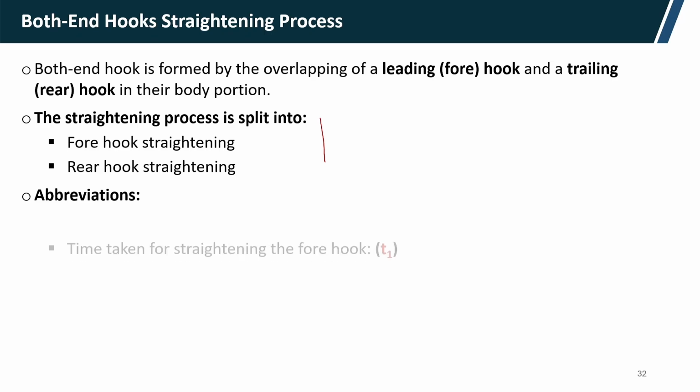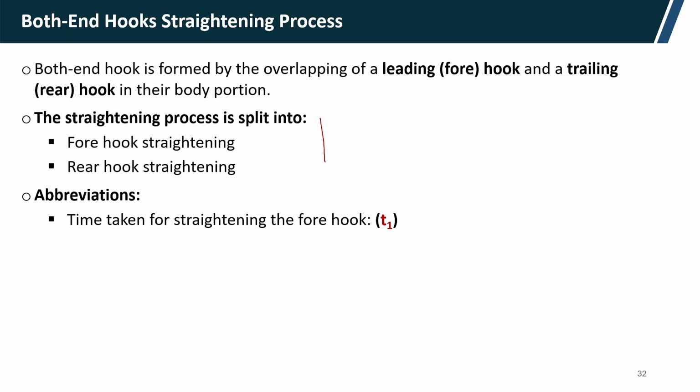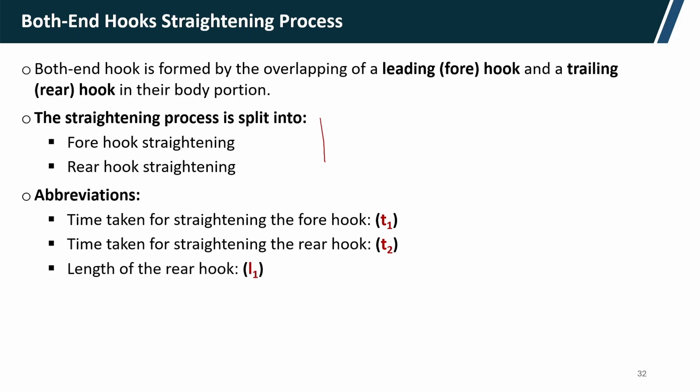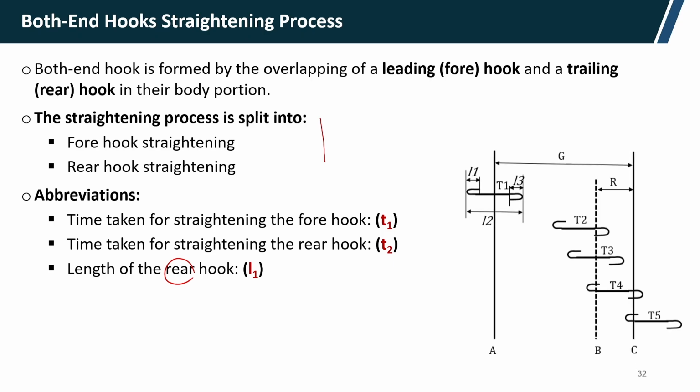So, the abbreviations are: time taken for straightening the leading hook is T1, time taken for straightening the trailing hook is T2, length of the leading hook is L1. Here, this is actually the rear hook, that is the trailing hook, and the length of the trailing hook is L3.